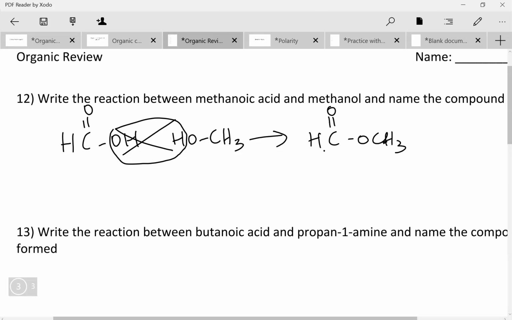You start writing from the acid, so methanoate, because that came from the acid. Then methyl, put it before because it came from the alcohol.